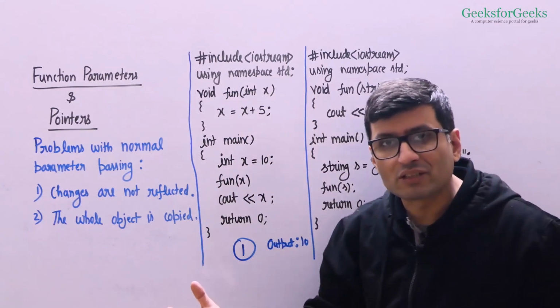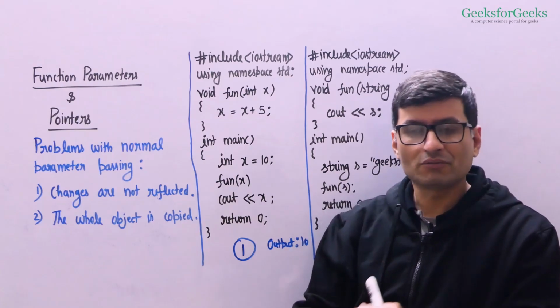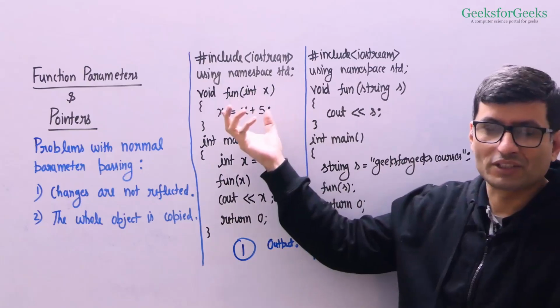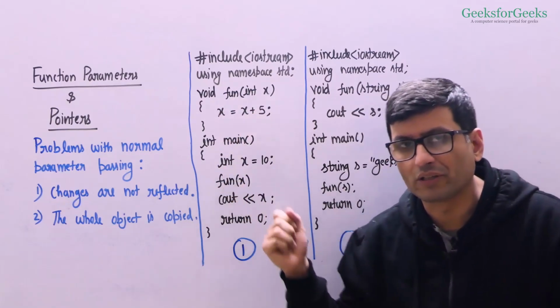And when do we need to change the value? For example, if you're writing a swap function, which is supposed to swap two variables, right? I can't write a swap function without references or pointers.